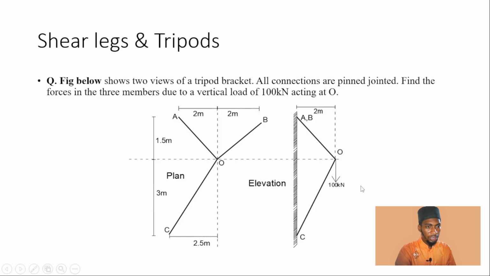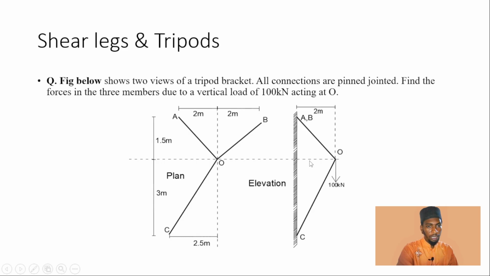Okay, so these are the two diagrams. We have plan and we have elevation view. Then we have member OA, member OB, member OC. And also in the elevation we have OA, OB and OC and 100 kilonewton at O. So this is the question.